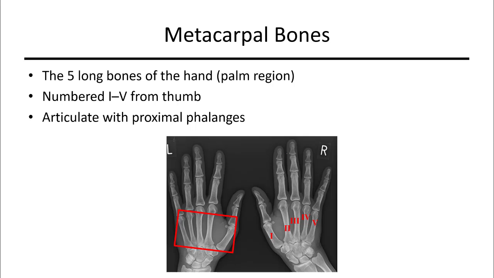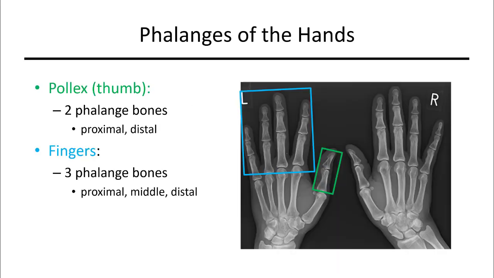The metacarpal bones are the bones of the palm of your hand. They're numbered by Roman numerals starting from the thumb going towards the bones proximal to the pinky. The phalanges, there are 14 of them. That's because there are 3 on your fingers and only 2 on your thumb.